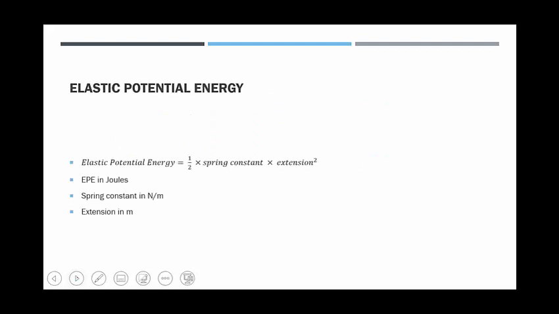One that you don't need to memorize is the equation for elastic potential energy, which is equal to half times spring constant times extension squared. The elastic potential energy is measured in joules, the spring constant is measured in newtons per meter, and the extension is in meters. Make sure you're using the extension and not the length, so the extension is the change in length.